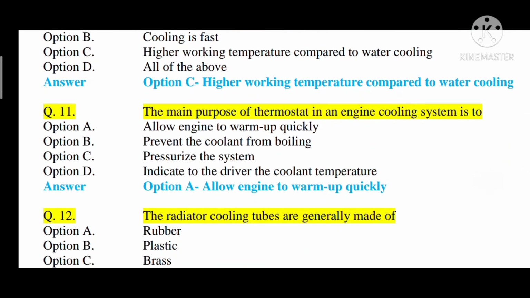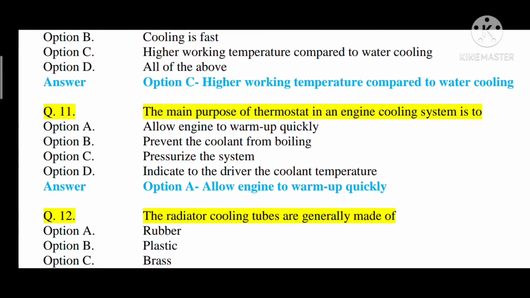Question number 11. The main purpose of thermostat in an engine cooling system is to: option A, allow engine to warm up quickly. Option B, prevent the coolant from boiling. Option C, pressurize the system. Option D, indicate to the driver the coolant temperature. So correct answer is option A, that is allow engine to warm up quickly.